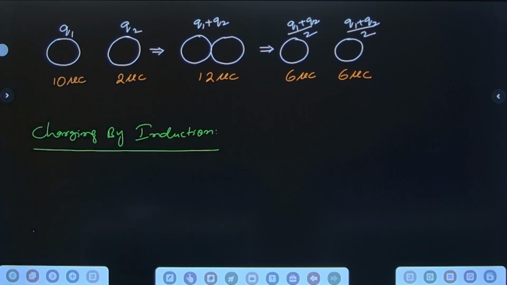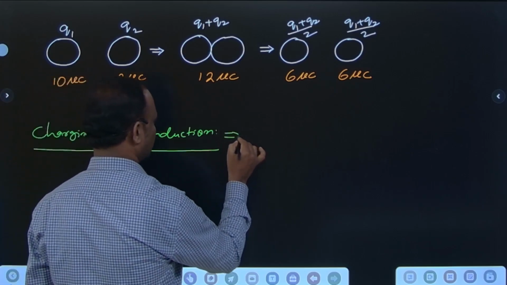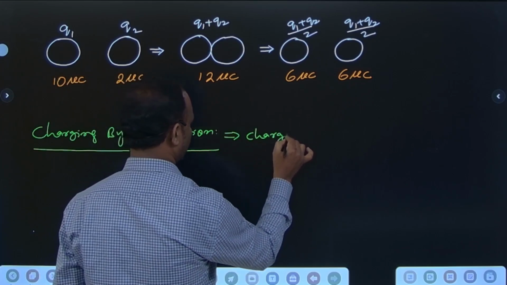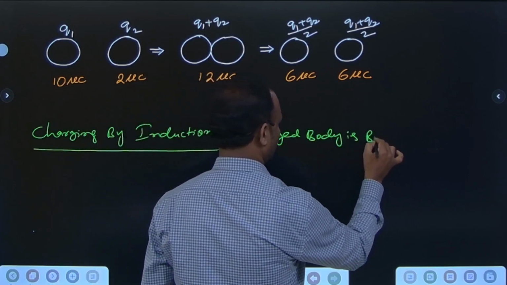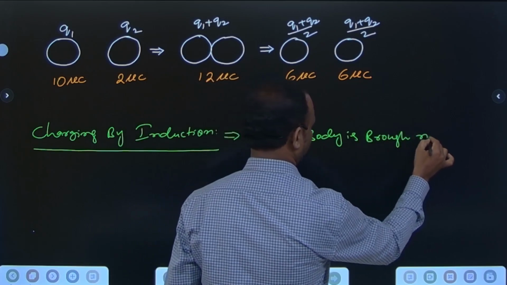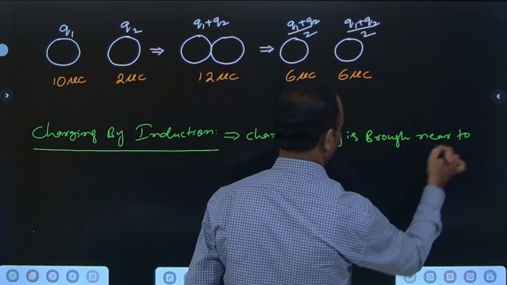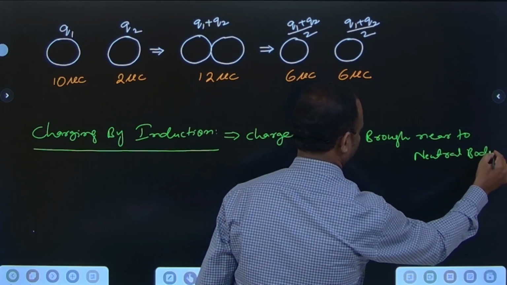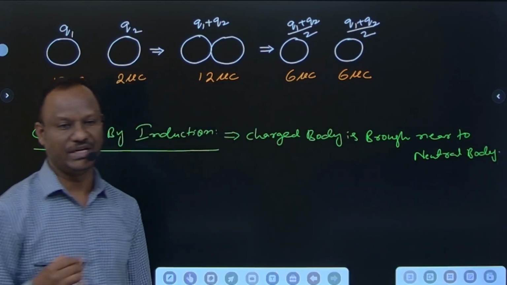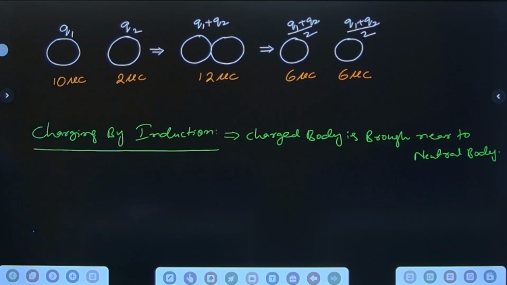Charging by induction. If a charged body is brought near to a neutral body, what happens? Some amount of charge will be induced on it. The amount of charge is induced here. First one, I'm taking as 3 different situations.